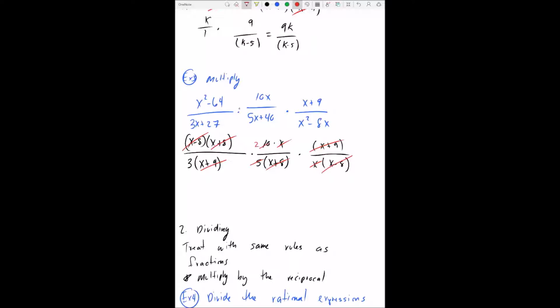So let's write what we have left over. If there's nothing left, it's just 1. So we'll have 1 over 3 times 2 over 1. And on this right side, it's just 1 over 1 because nothing's left. So we do 1 times 2 times 1 is 2. 3 times 1 times 1 is 3. So our final answer is 2 over 3.